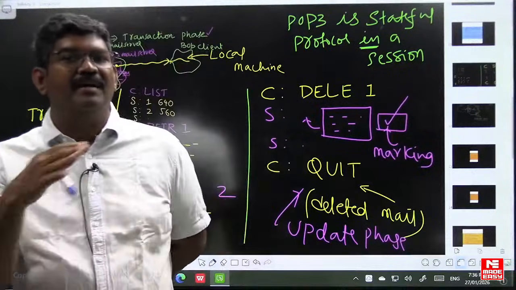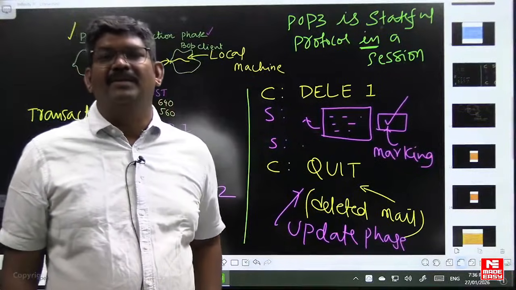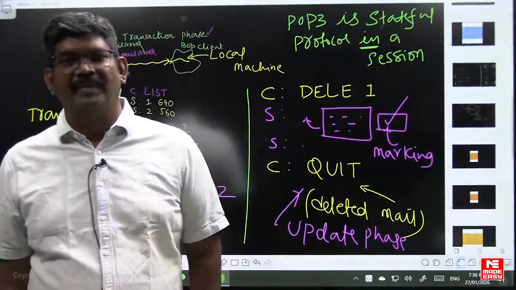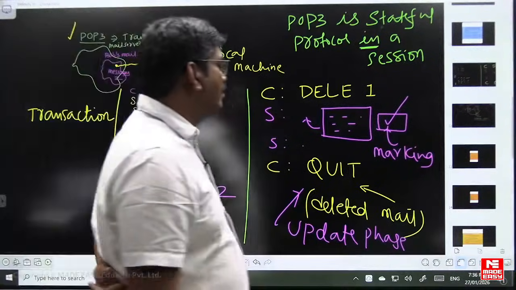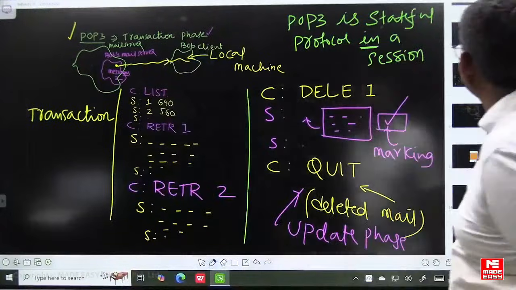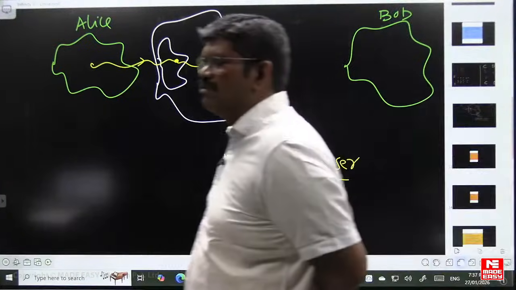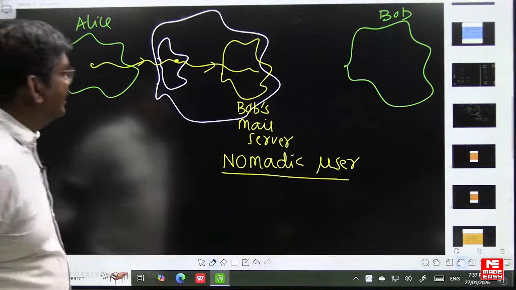So there comes a solution: another protocol, called the IMAP4 protocol, which you can use. The IMAP4 protocol is suitable for the nomadic user. The mail will not be deleted actually. I hope now you understand why I have explained the nomadic user. Okay.